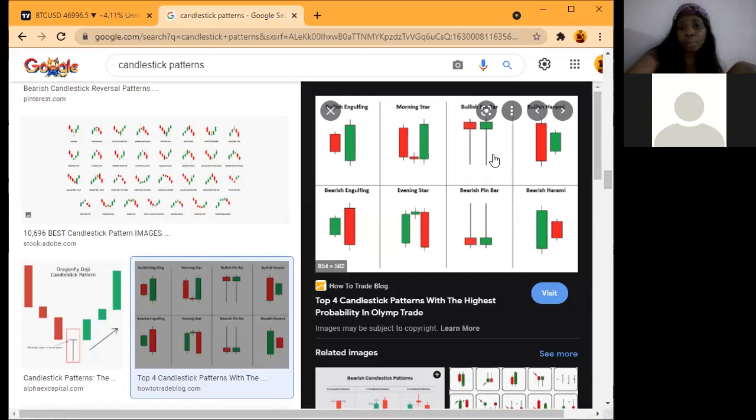We have the bullish hammer or pin bar. They call it pin bar. Now this one, the wick is longer than the body, right? But what this indicates, if you see it on your charts, is that a bullish pin bar would appear after a preceding downtrend. So let's say the market was coming down, you would see the bullish pin bar. It's indicating a reversal, that it's about to reverse.